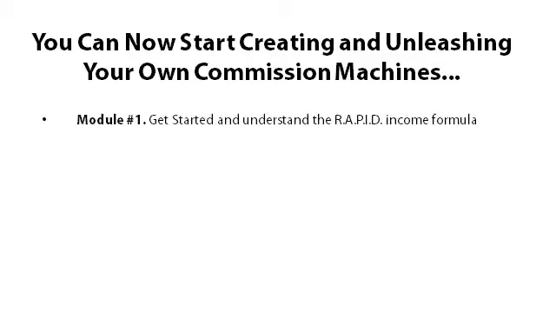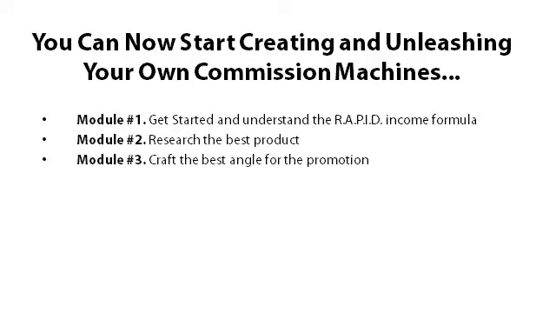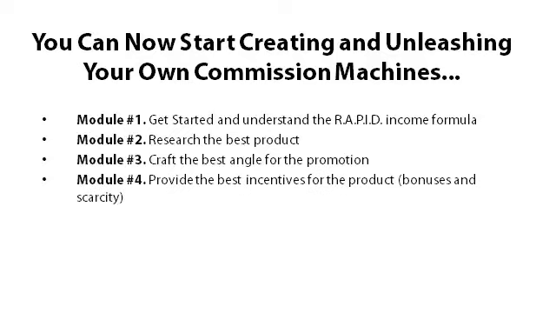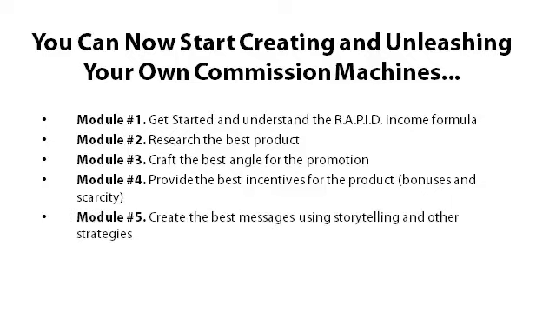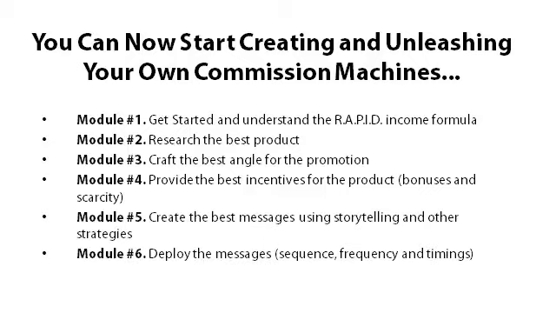Number 1, you learned how to get started and understand the rapid income formula. In Module 2, you researched the best product. In Module 3, you crafted the best angle for the promotion. Module 4, you provided the best incentives for the product using bonuses and scarcity. In Module 5, you created the best messages using storytelling and other strategies. And in Module 6, you deployed the messages using the right sequence, frequency, and timings. And just now, we've gone over the no-list method. So you can now apply all this, start creating your messages, and start generating serious commissions.